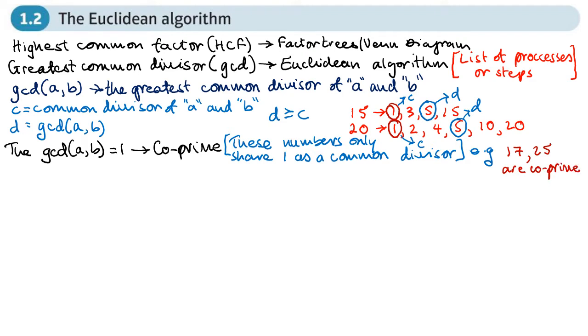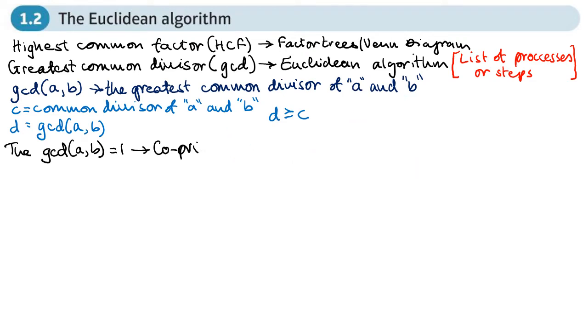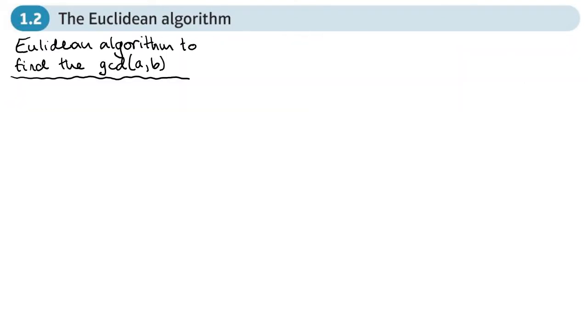Now we've gone through all of that, what we're going to do now is actually get into the algorithm to find the greatest common divisor. So let's go through this Euclidean algorithm to find the greatest common divisor of two numbers. An example I'm going to use is to find the greatest common divisor of these two numbers, 678 and 262.